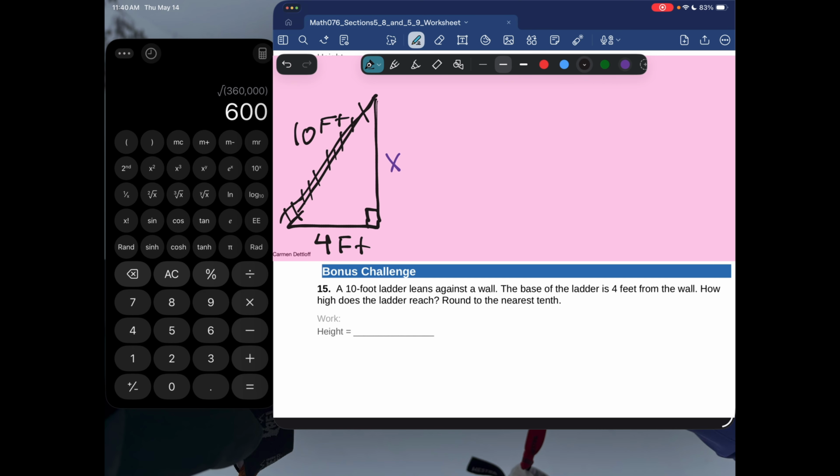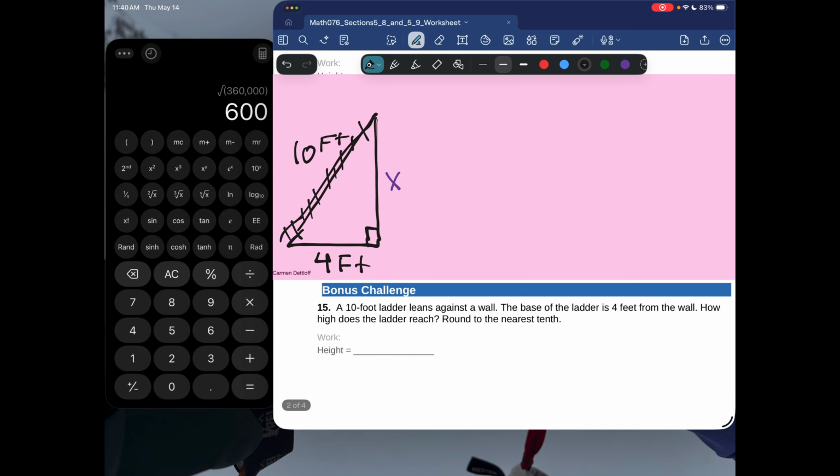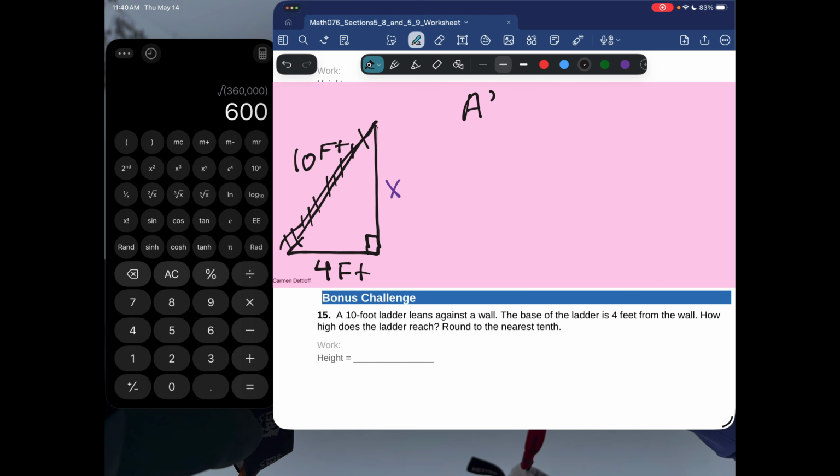I'm going to use Pythagoras. A squared plus b squared equals c squared. Okay, which is which on here? So my hypotenuse, my long side, that's going to be c. And then a and b don't matter. I'll make my base a, and I'll make my height b. It doesn't matter.